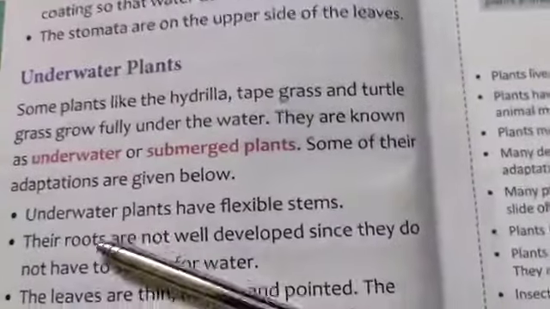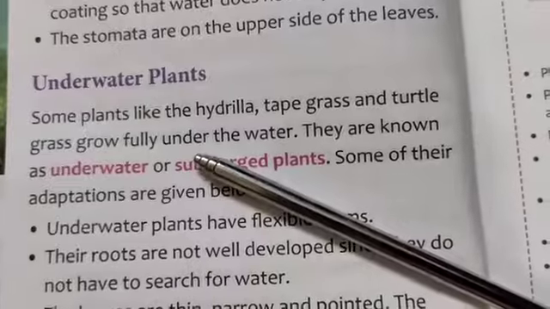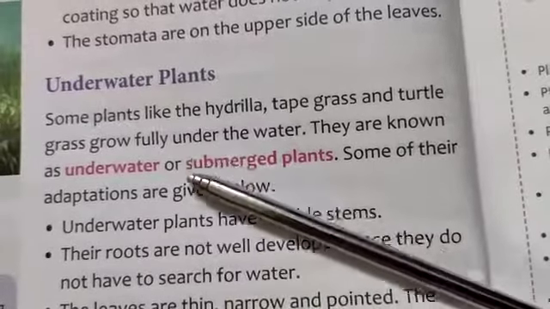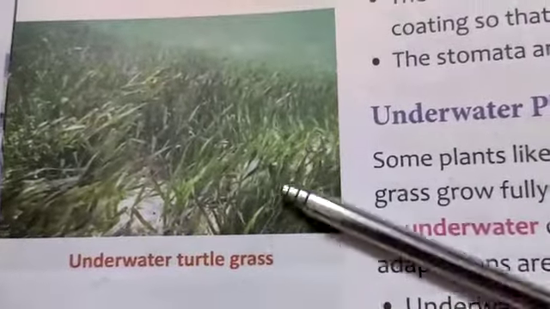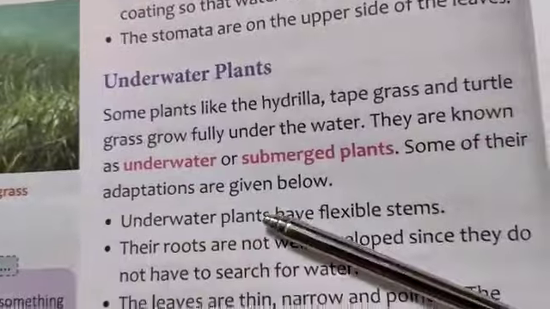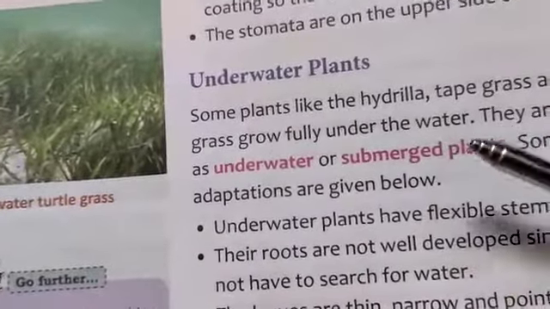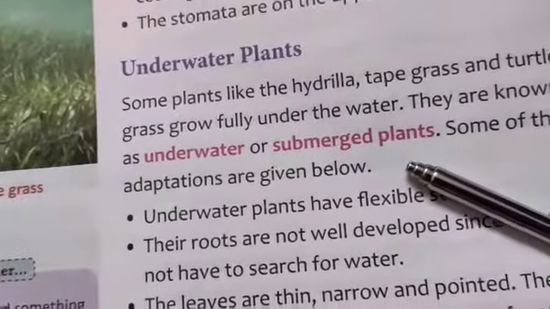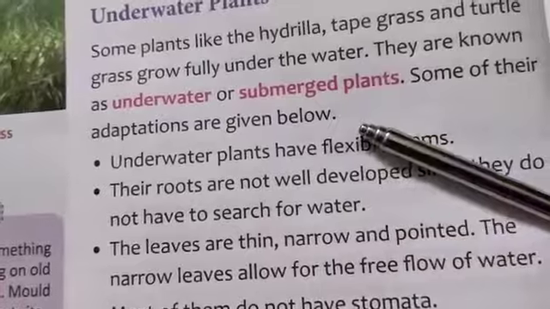Now let us learn about underwater plants. Some plants like the hydrilla, tape grass and turtle grass grow fully under the water. Look at this picture. They are underwater turtle grass. They grow inside the water. They are known as underwater or submerged plants. So what is the other name of underwater plants? Yes, submerged plants. Some of their adaptations are given below.